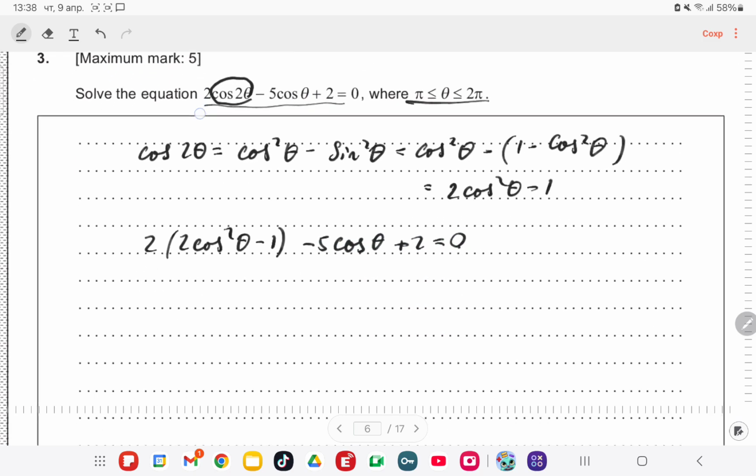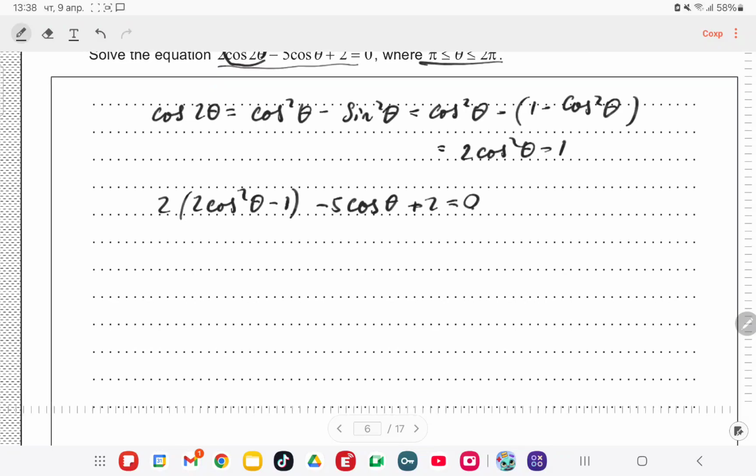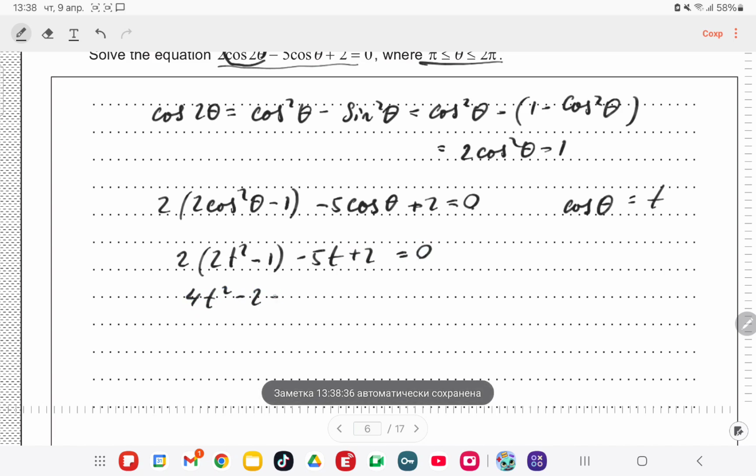What I suggest to students here is that it's all the time a good idea to substitute. Let's say that cosine theta is t. Then we have a quadratic equation: 2t squared minus 1, minus 5t plus 2. Let's open the brackets: 4t squared minus 2 minus 5t plus 2. You see that minus 2 plus 2 will be reduced.